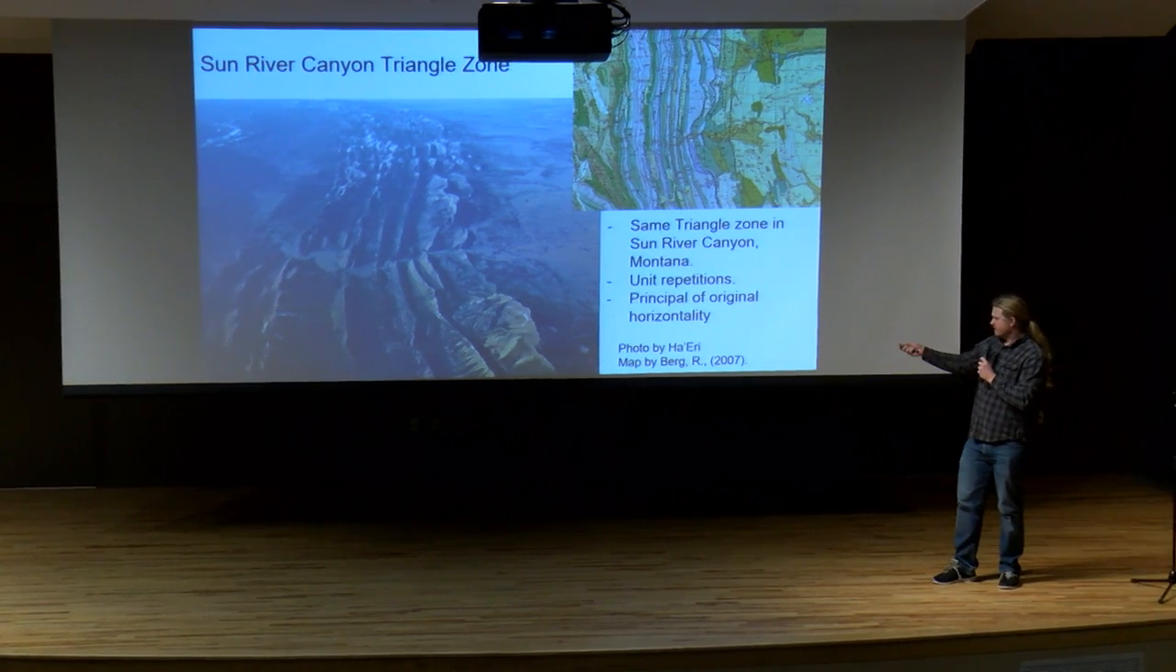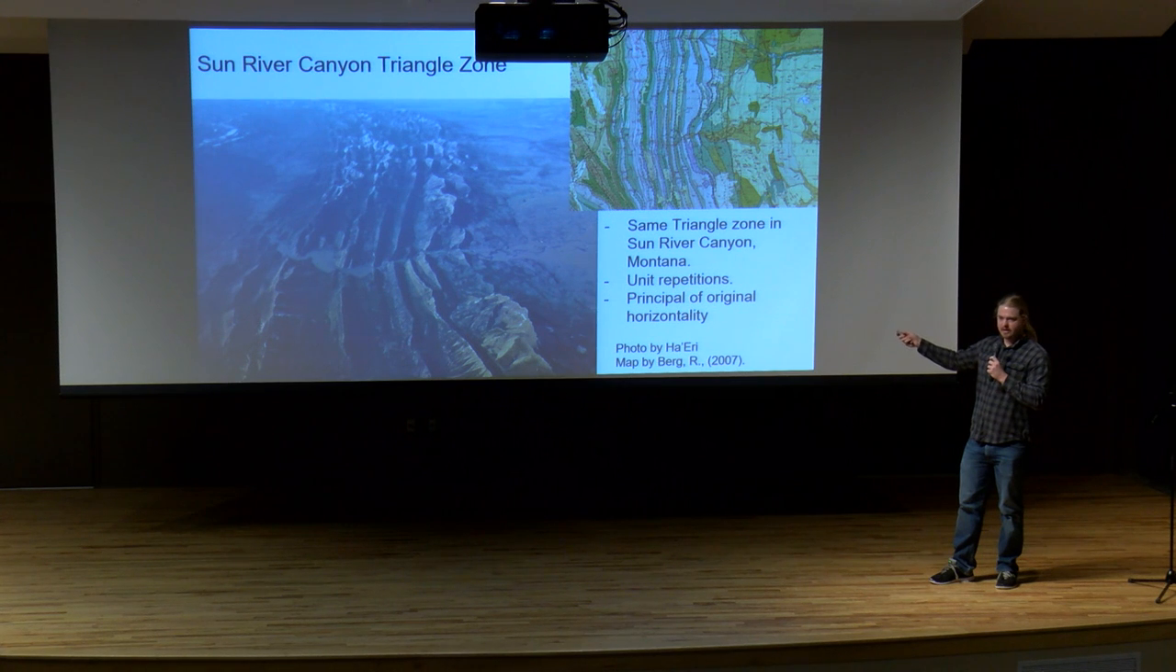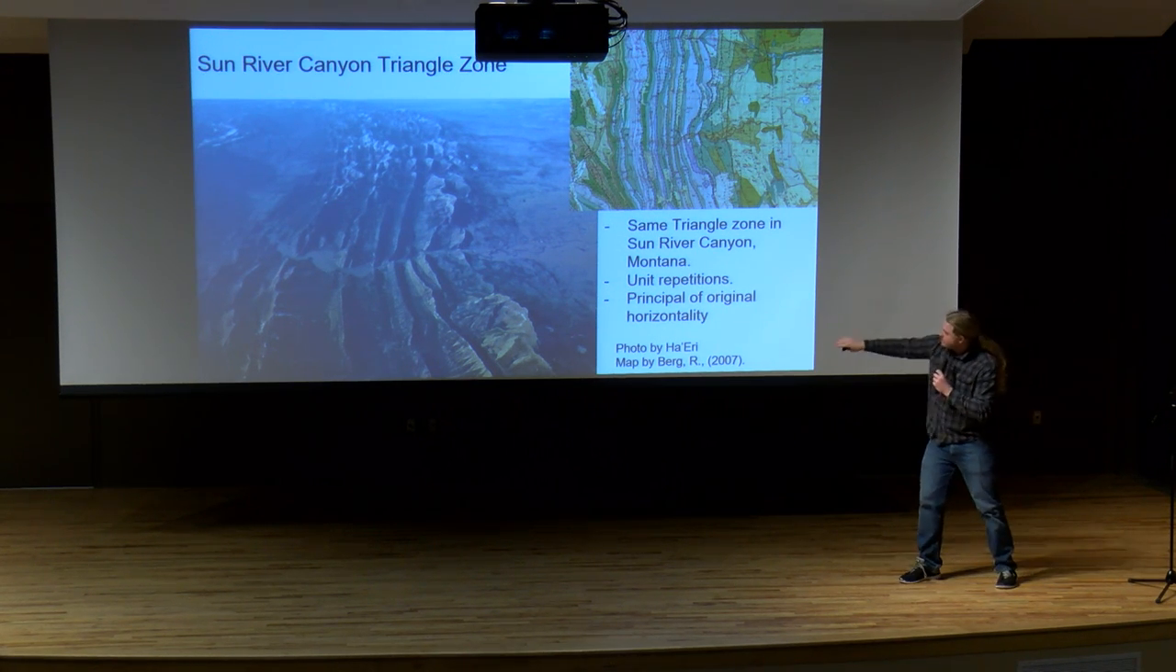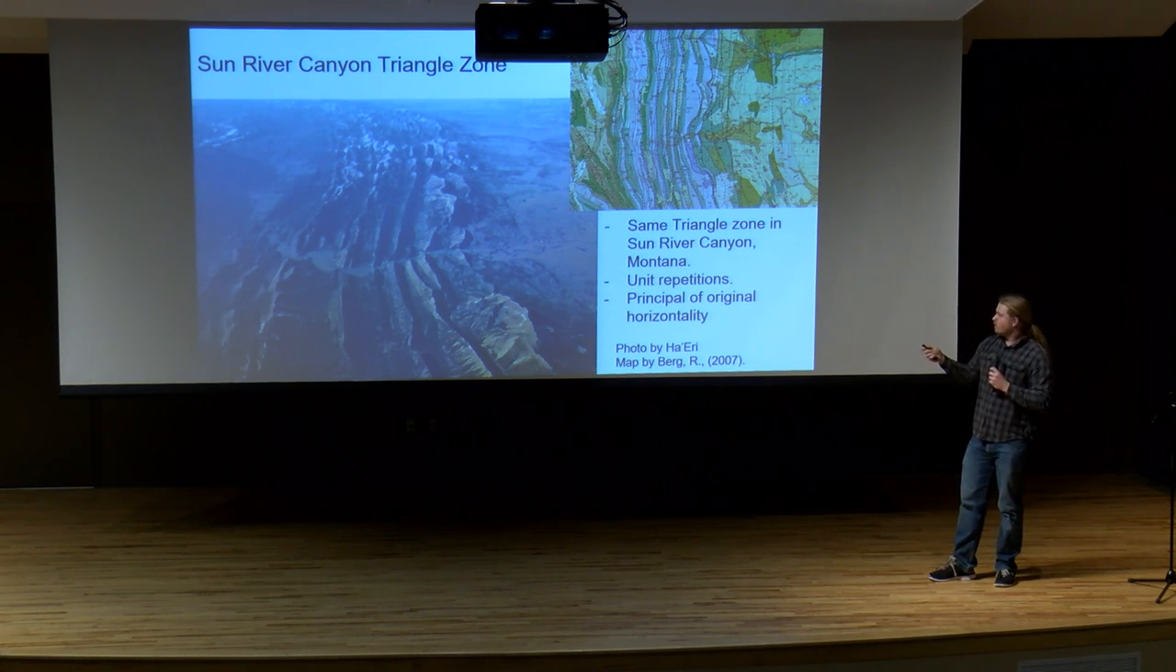And real fast, the principle of original horizontality, that's a really important principle within geology that basically states that rocks are initially deposited horizontally. So when you're seeing units that are dipping like that into the ground, like in that aerial image, you know that they weren't deposited like that. They were deformed in some way in order to make that happen.